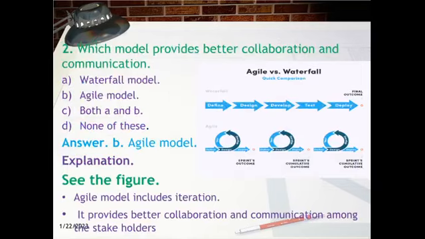2. Which model provides better collaboration and communication? A. Waterfall Model, B. Agile Model, C. Both A and B, D. None of these. Answer: B. Agile Model. Explanation: see the figure. Agile model includes iteration. It provides better collaboration and communication among the stakeholders.